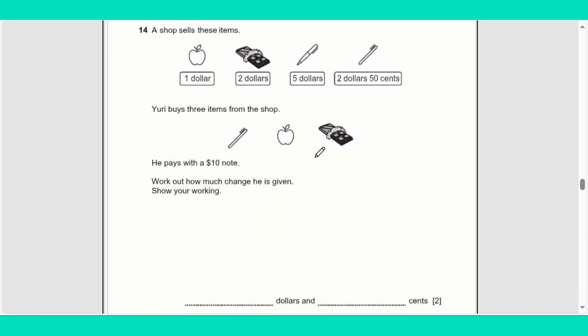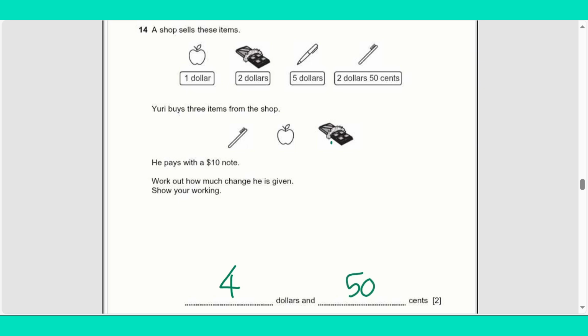Number 14. Okay guys, a shop sells these items: $1, $2, $5, $2.50. He buys 3 items from the shop. He pays with a $10 note. Work out how much change he's given. Show your working here. So the answer for this is $4.50. How does it work?